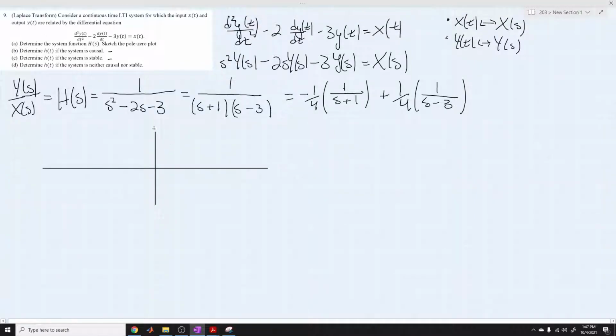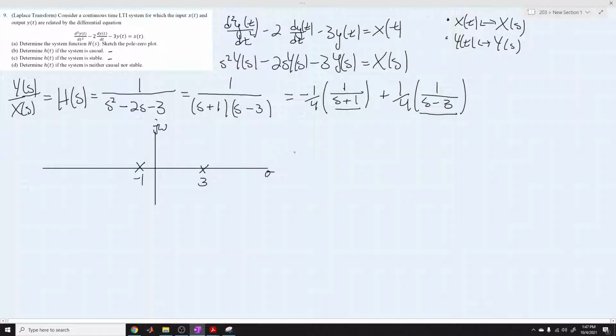So here is j omega. This is our imaginary part of s. Here's sigma. This is our real part of s. We want to solve this denominator for when it's equal to 0, and that occurs at s equal to -1. So we have a pole right here at -1. Solve this denominator for when it's equal to 0. That's going to give us s is equal to 3. And here's our pole zero plot.